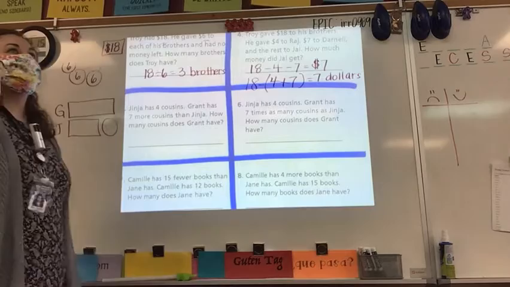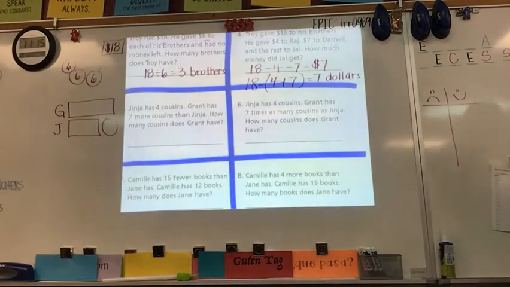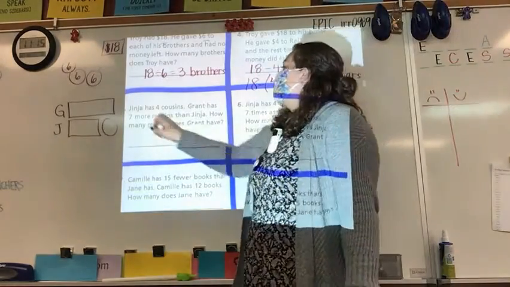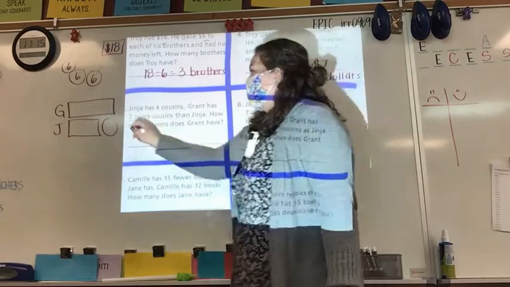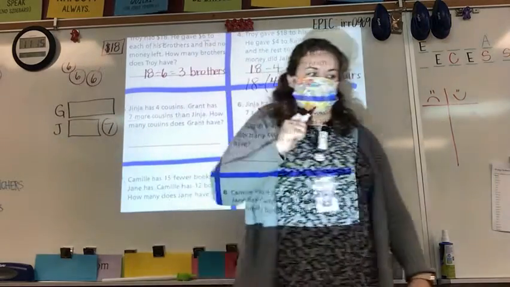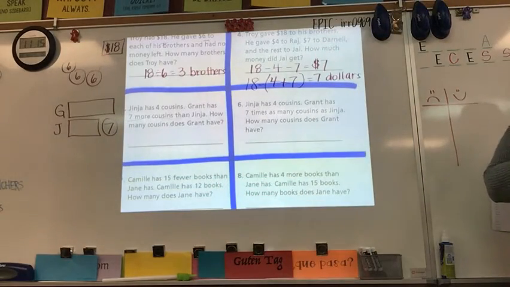Now the number that's more than or less than goes in a special spot on comparison bars. Who remembers? Braylon? A circle. So since Grant has 7 more cousins than Jinja, that's going to go here. That's 7 more than. Do you guys have that on your pages? If Grant's got 7 more than Jinja, then that's the one that goes in there.